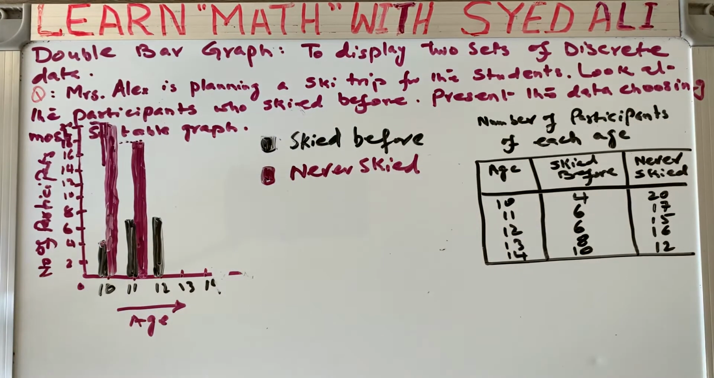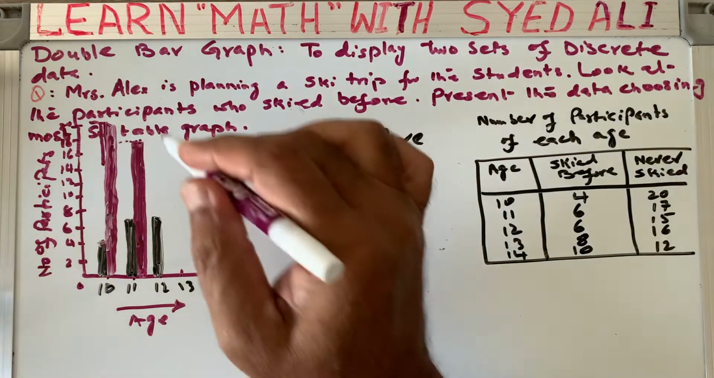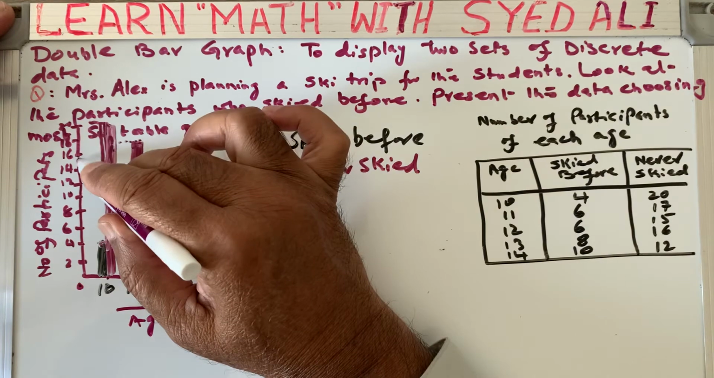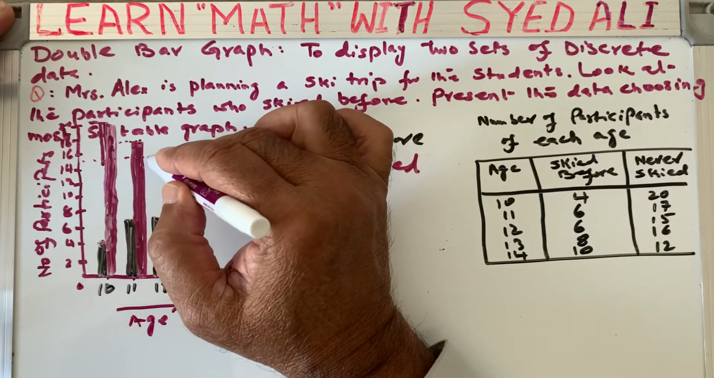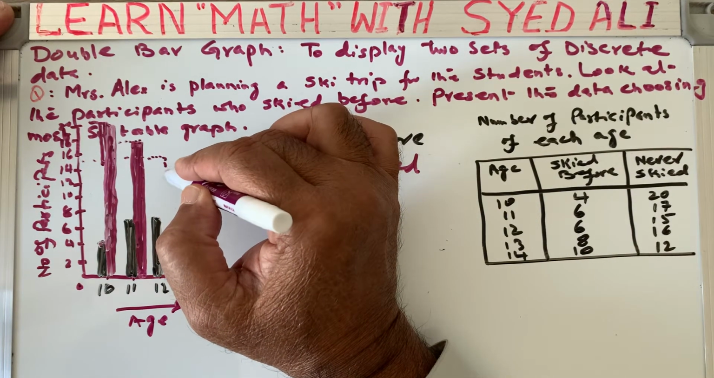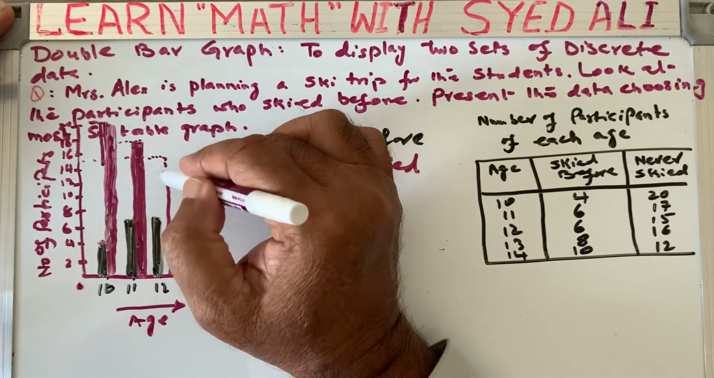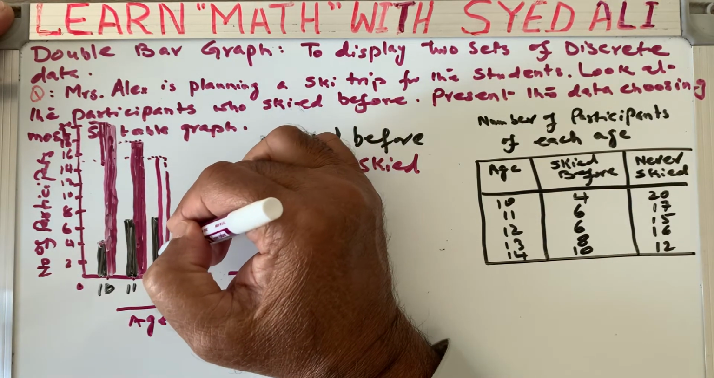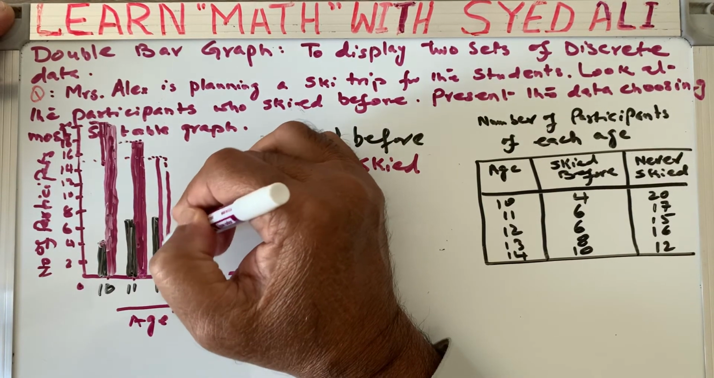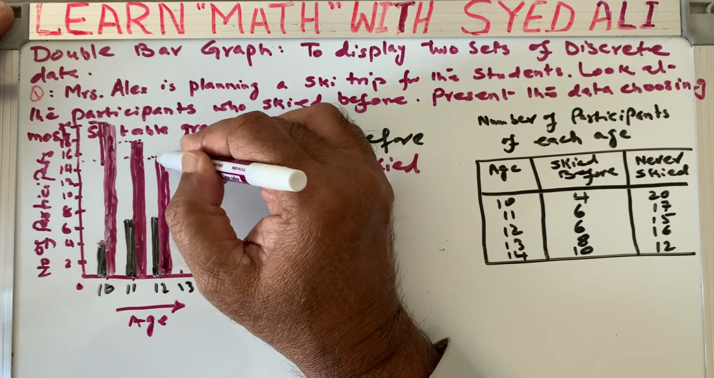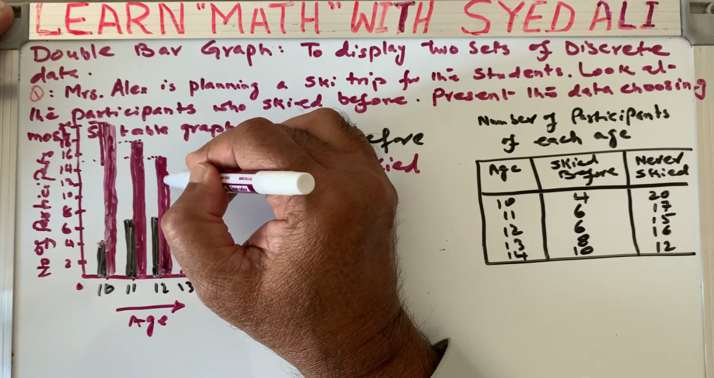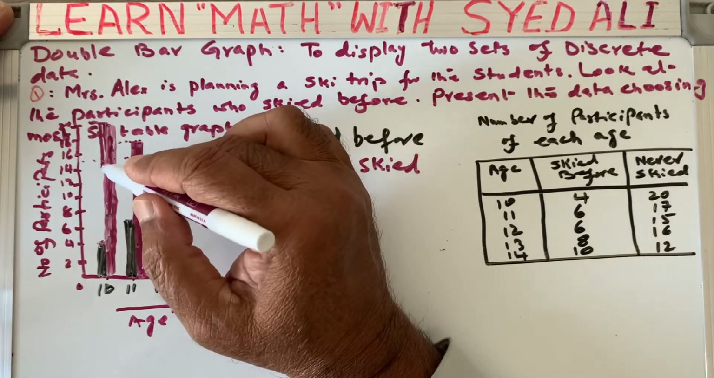So never skied is here at this age 15. So I have to go to 15. So here is 15. This is just the approximate graph, because on the graph paper or the grid paper, you can have the exact values of these bar graphs. So I have shown you here 15.